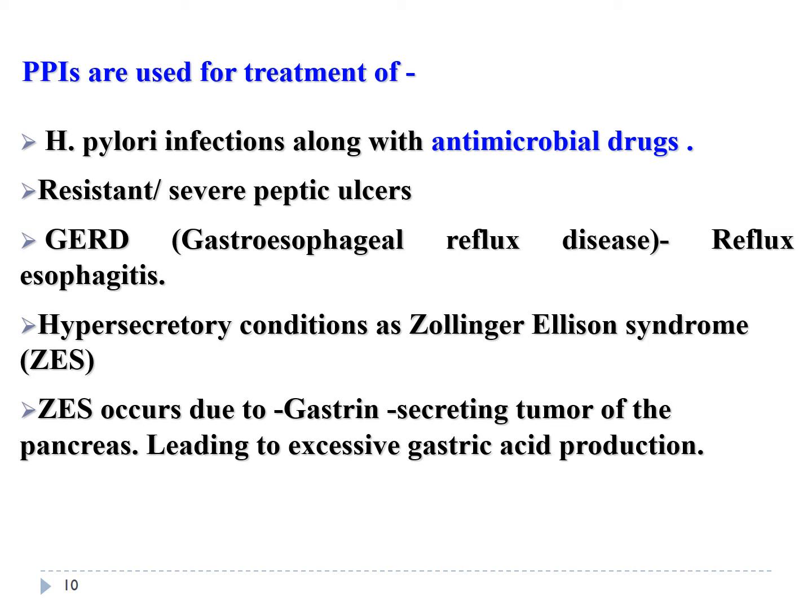The fourth condition in which they are useful is ZES, a hyperacidic condition known as Zollinger-Ellison syndrome. This occurs due to a tumor of the gastrin secreting cells in the pancreas, which in turn leads to excessive gastric acid production in the stomach.